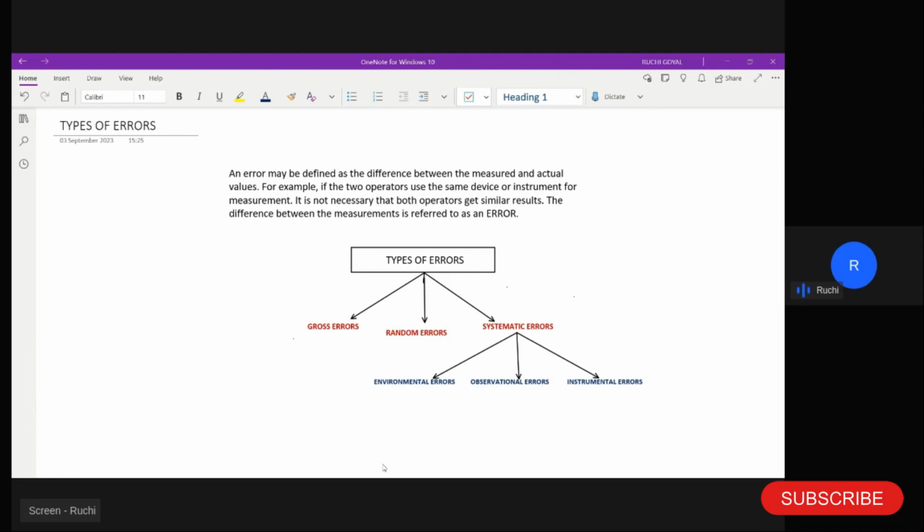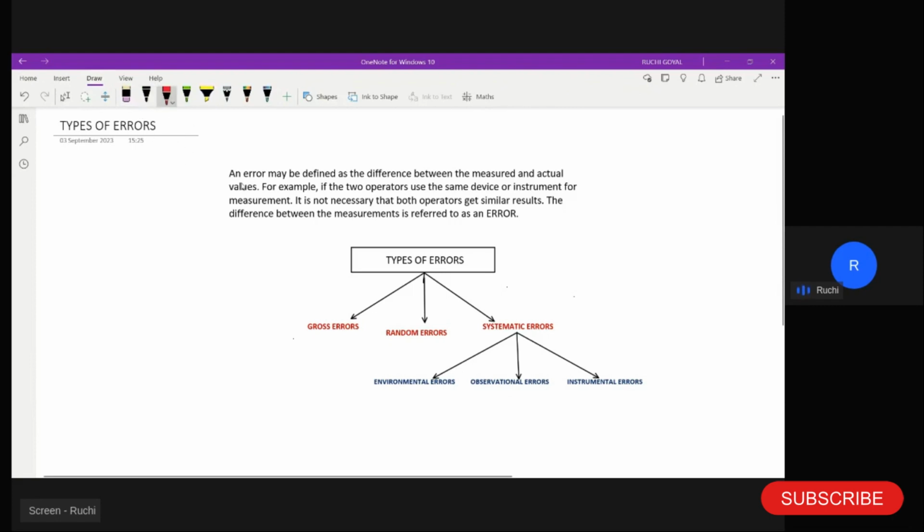So, today our topic is types of errors. In the last video, we studied errors in measurement, absolute error, fractional error, right? In the next video, we studied propagation of errors, how we solve for addition, subtraction, multiplication, division, right? So today we will study the types of errors. Firstly, we will revise what an error is.